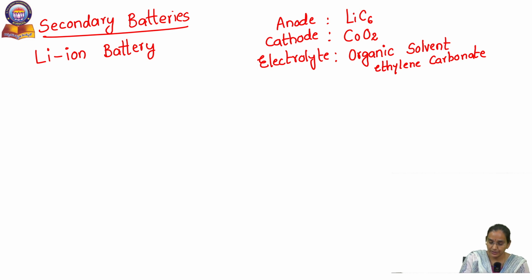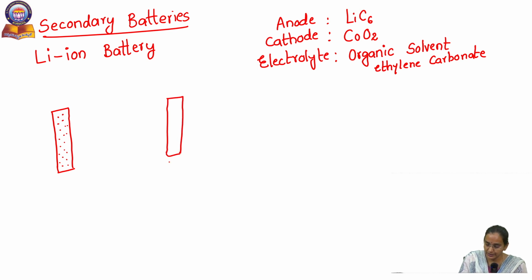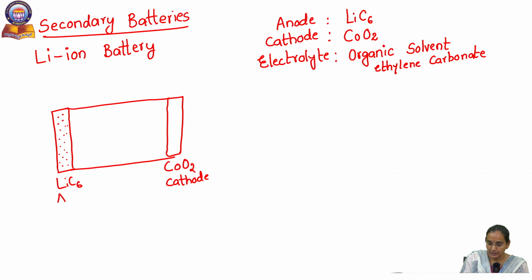Next, coming to the construction: the lithiated graphite rod. That means the graphite rod is coated or embedded with lithium ions. It has pores, and in those pores, lithium is embedded. And at the cathode, cobalt oxide, which also has pores. This is the cathode and this is the anode, and we have a semi-permeable membrane in between.